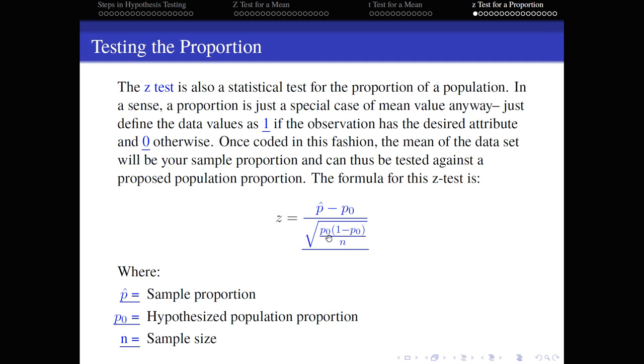Note that down below here we have p sub 0 times 1 minus p sub 0. This 1 minus p sub 0 we called q when you see the 1 minus p. We don't really have a q sub 0 per se. We do tend to just use 1 minus p sub 0 instead.